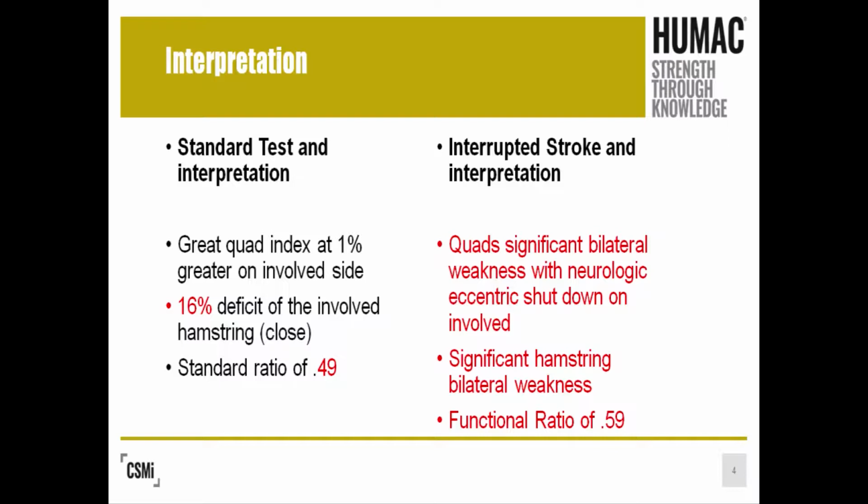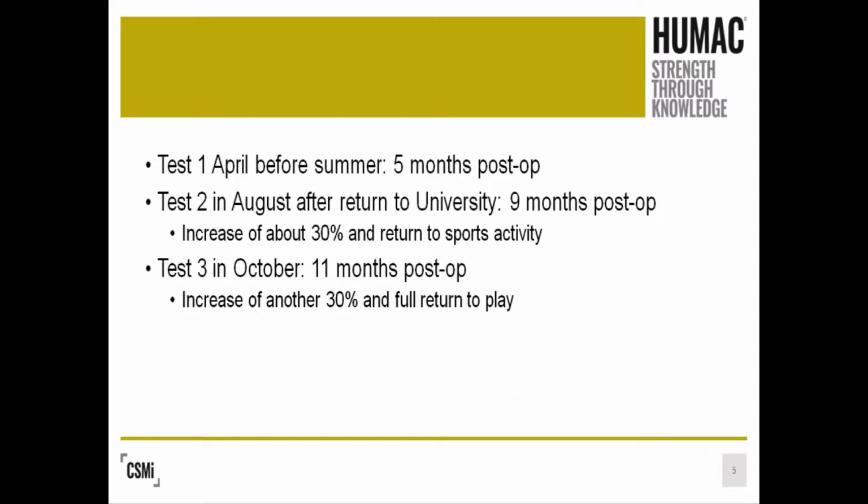But if we use the interrupted stroke test looking at the eccentrics as well, we would have picked up on his huge bilateral quadricep deficit with that significant neurologic eccentric shutdown on the involved side. We would have picked up on the hamstring weakness bilaterally, and using the functional ratio, we would see that there were bilateral deficits as well. So when his athletic trainer sent him to us at 5 months post-op in April, she knew that he was nowhere near where he should be, and she wanted him to see those objective measurements firsthand.